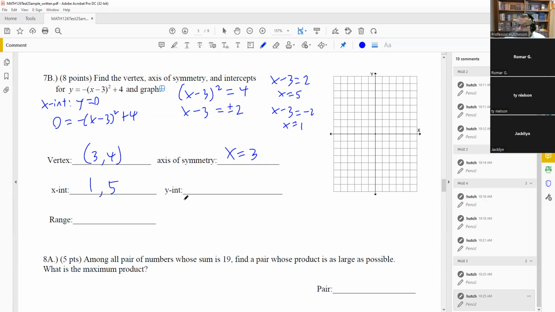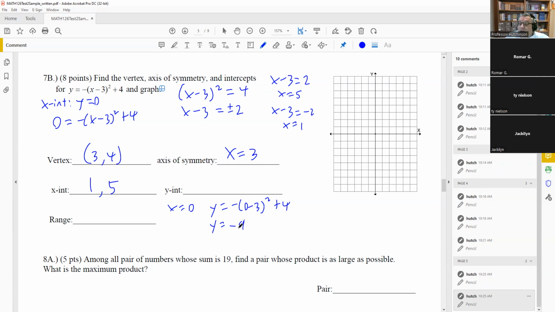And now we just have to find the y-intercept. The y-intercept, you find that by putting in a 0 for x. And so we get negative (0 - 3)^2 plus 4. All right, now inside, we have negative 3 squared is going to be a 9. So we get negative 9 we end up with here.